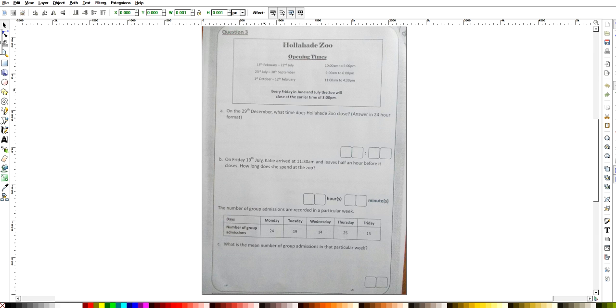29th December falls into which one of these? The bottom one. So what time will it close in? 4:30. 4:30 in 24-hour clock is 16:30.